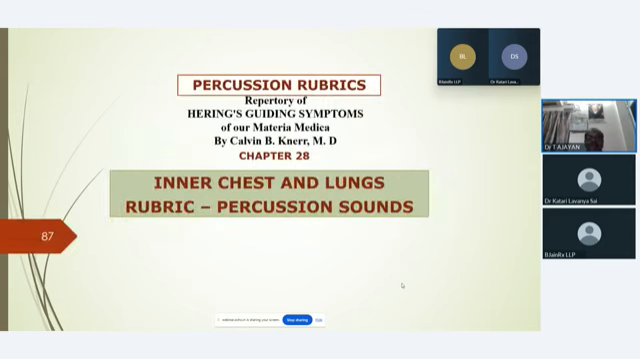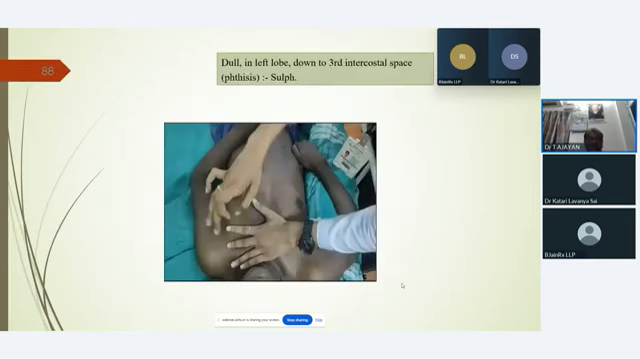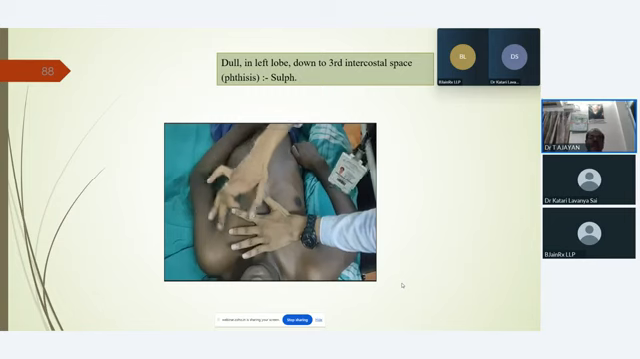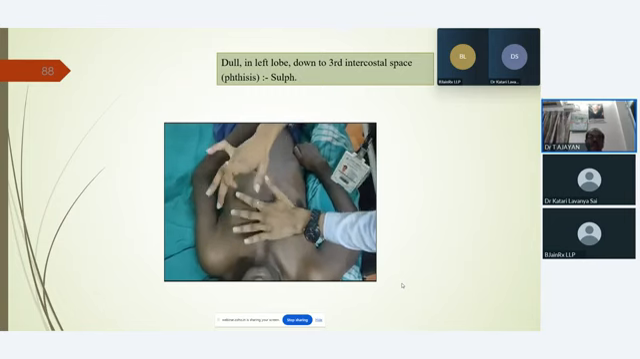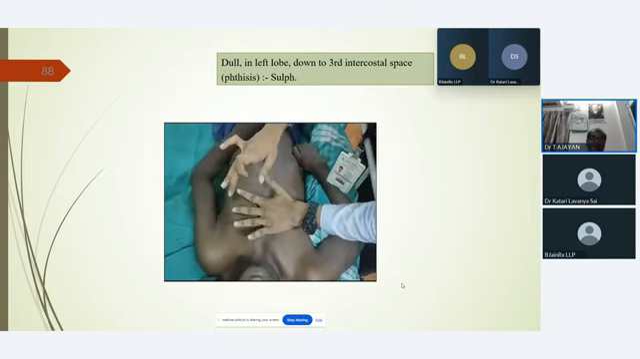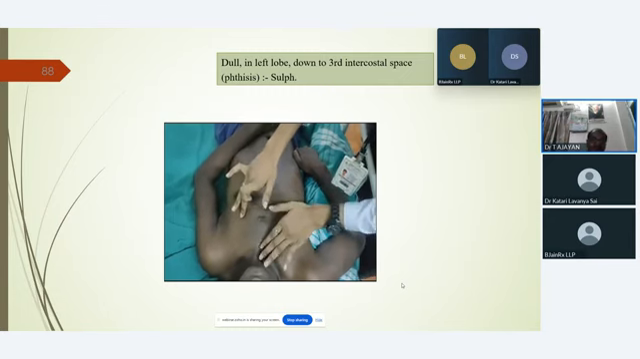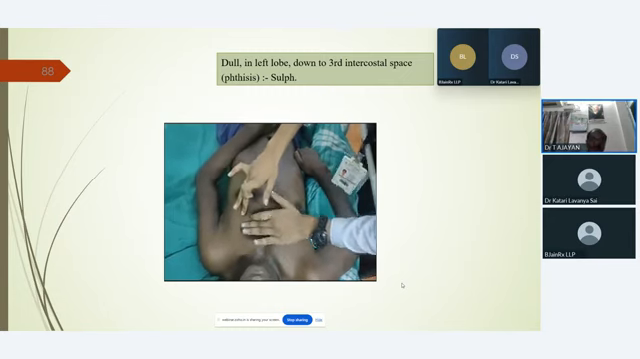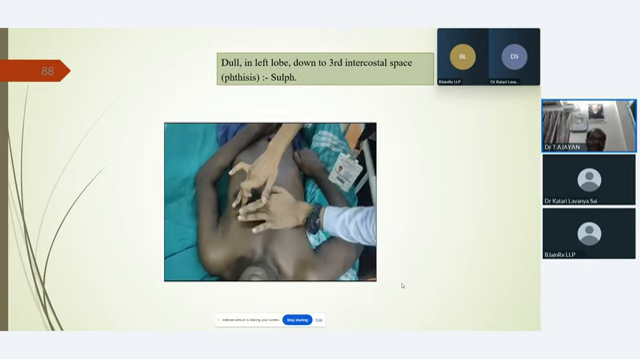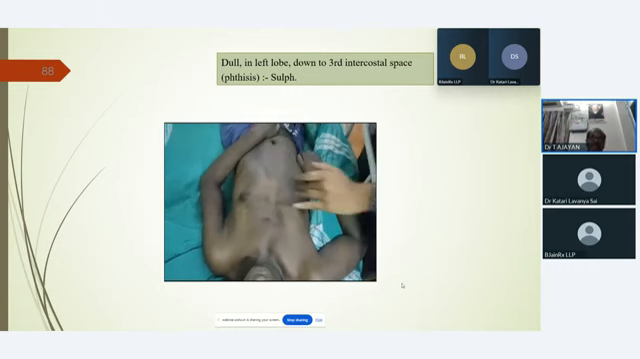Then percussion related. Everybody knows the physical examination procedures: inspection, palpation, percussion, and auscultation. Look, we are seeing a number of percussion related rubrics in this repertory. Inner chest, percussion sound, look here, dull in left lobe down to third intercostal space. That is the beauty of homeopathy science. Look here, their specification is very important. Down to third intercostal space, there is only one drug.